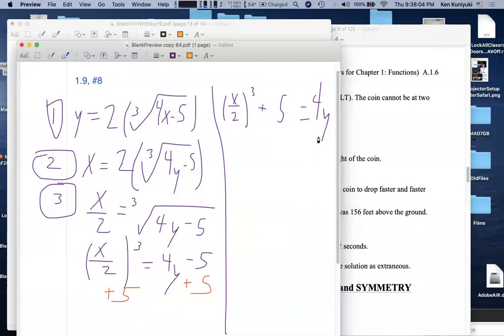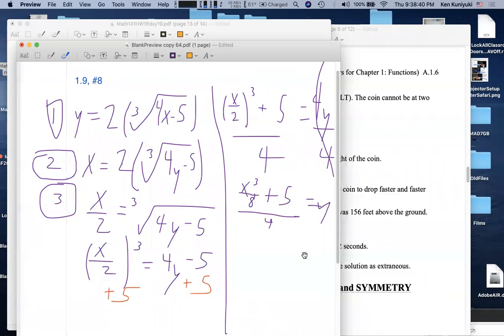All right. And then divide both sides by 4. So working this out, we get y equals the cube of x over 2, which is x cubed over 8, plus 5, all over 4.